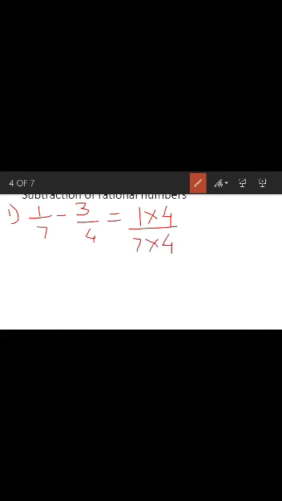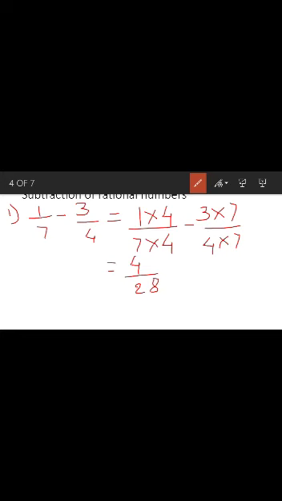Now our next topic is the subtraction of rational numbers. The same way you need to do it. Suppose we take the first example, that is 1 upon 7 minus 3 upon 4. Here also we need to make the denominator the same, so we take the cross multiplication: 1 multiplied by 4 upon 7 multiplied by 4, minus 3 multiplied by 7 upon 4 multiplied by 7.